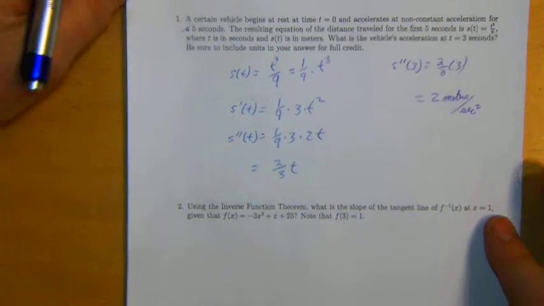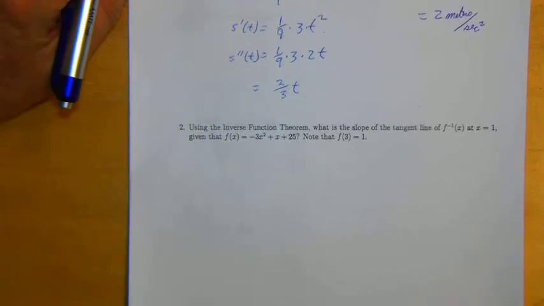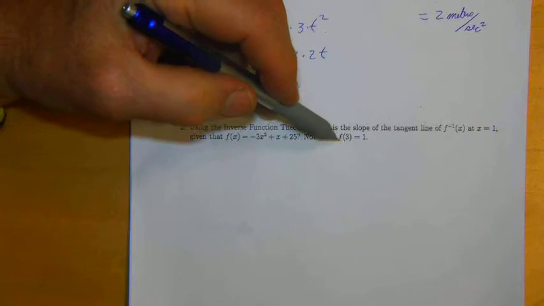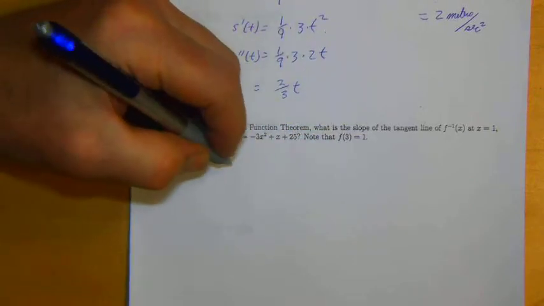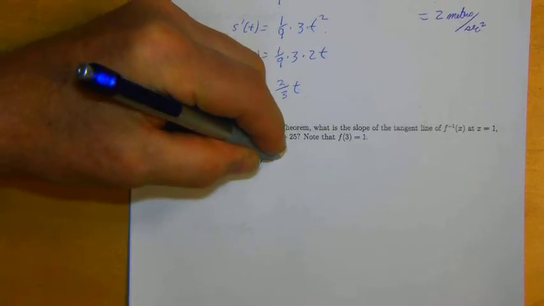Okay? Second one. Inverse function theorem. What is the slope of the tangent line to f inverse of x at x equal 1, given that f of x is this function and f of 3 equals 1? If f of 3 equals 1, that means that f inverse of 1 equals 3.